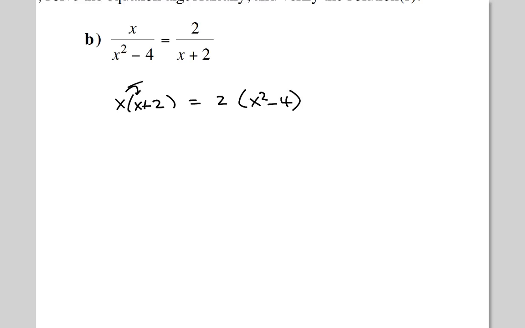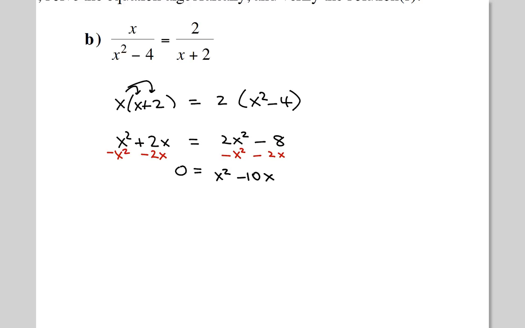Okay, distributing. On the left, what do we have? And on the right side, what do we have? 2x squared minus 8. Put everything where? The right or the left? Why do you want to put everything on the right? Keep x squared positive? Good. So we're subtracting x squared and we're subtracting 2x. You end up with 1x squared, a negative 10x, and a negative 8.